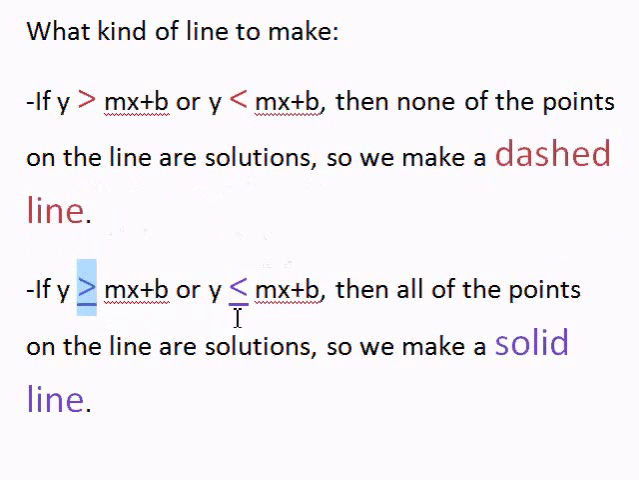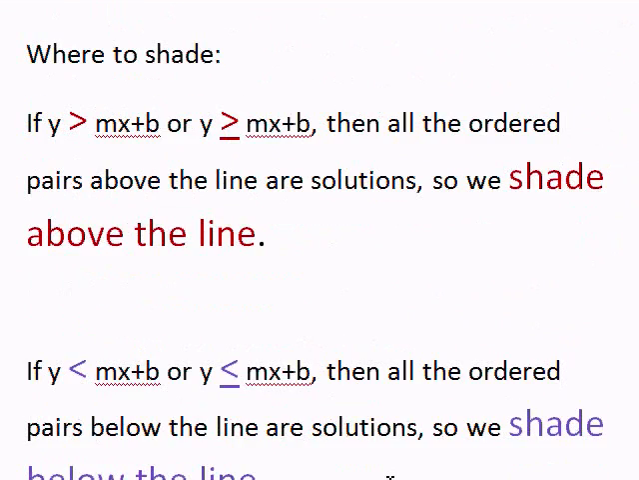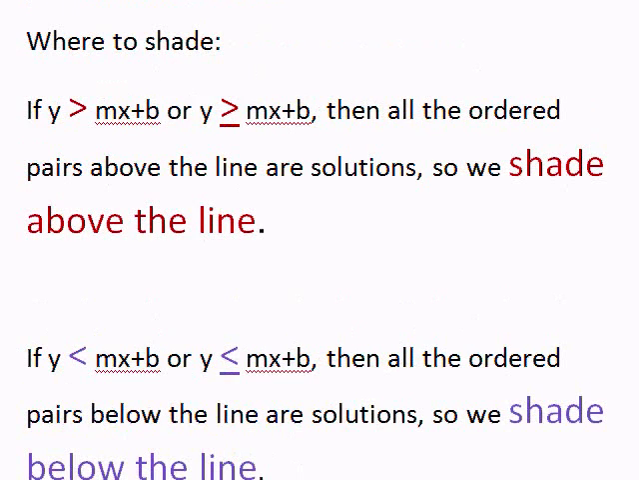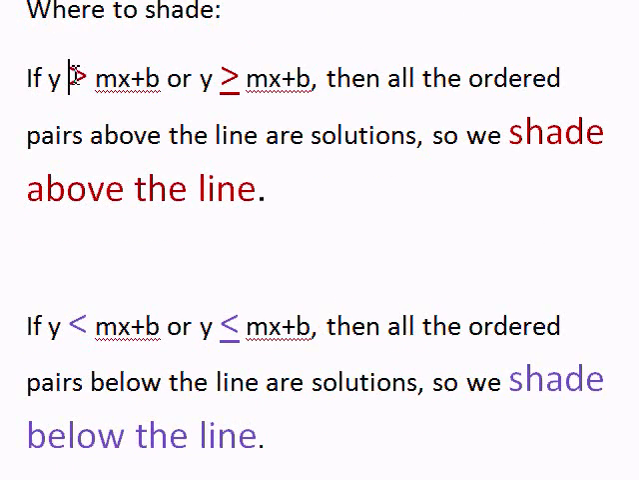Now, greater than or equal to, or less than or equal to, in this case, all of the points on the line are solutions, so we make a solid line to signify that all of those points are solutions. Shading is fairly straightforward. If y is greater than or equal to mx plus b, then all the ordered pairs above the line are solutions, so we shade above the line. Now, if y is less than or equal to mx plus b, then all the ordered pairs below the line are solutions, so we shade below the line.